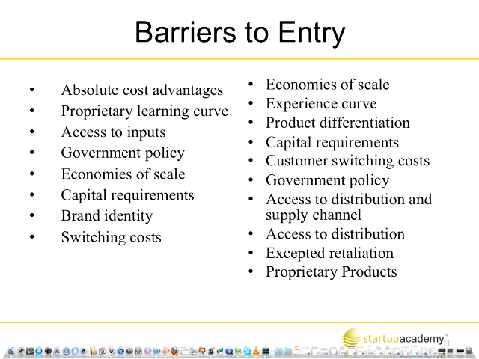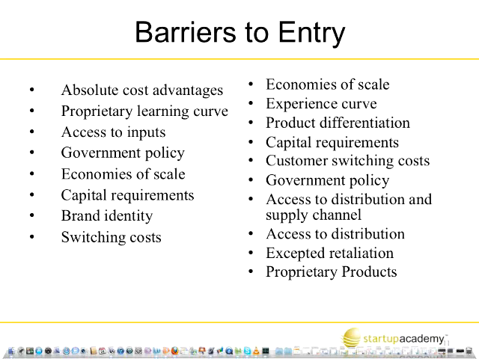Let's look at access to inputs. That's a good one. Maybe there's limited access to inputs. That's a barrier. Government policy. Maybe it's the TV business where you need a license, or other businesses that need a license. You want to operate a bar, but there are licensing requirements. It's a barrier to entry.